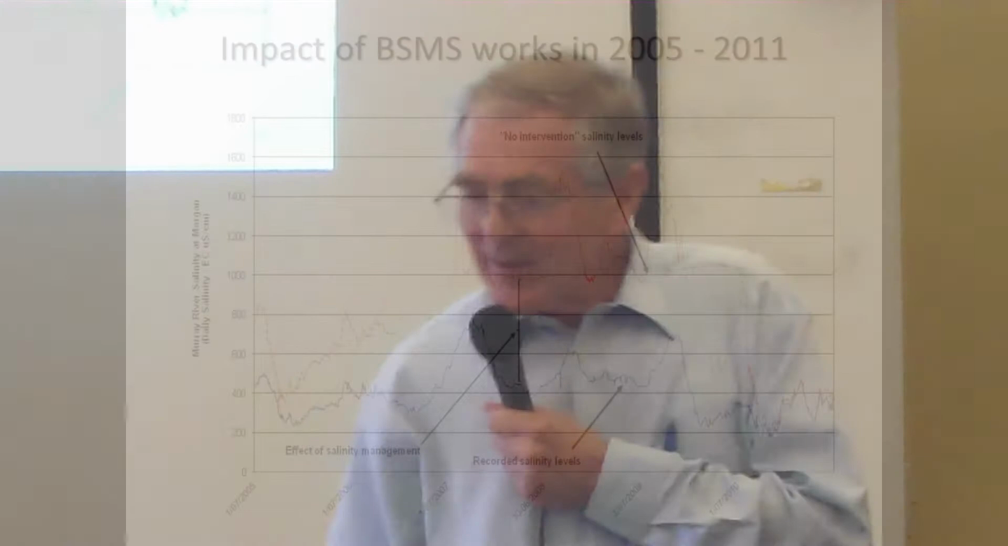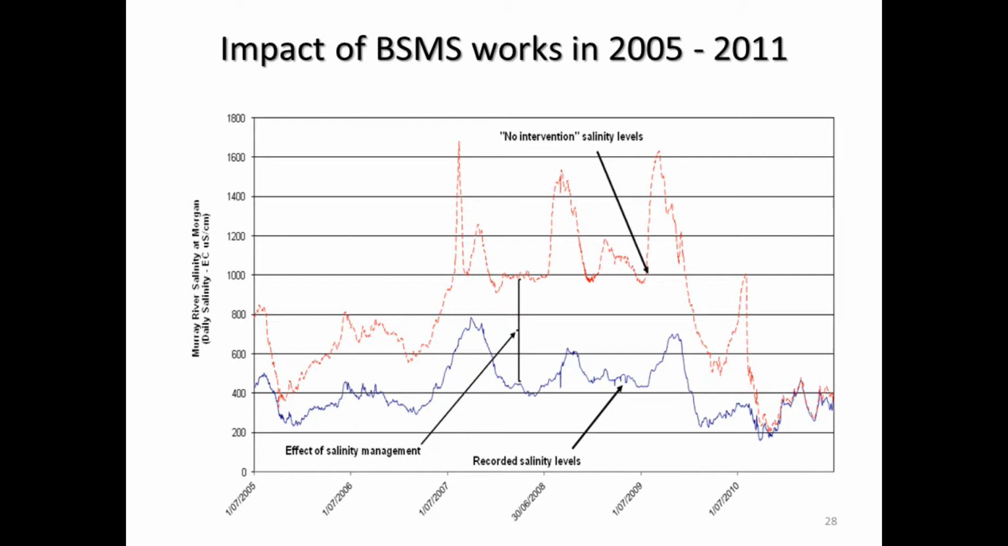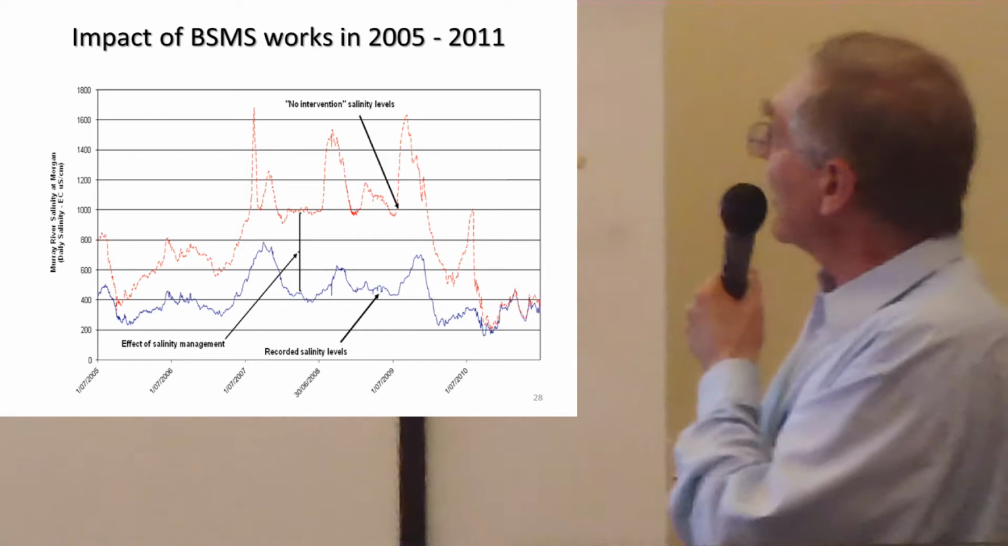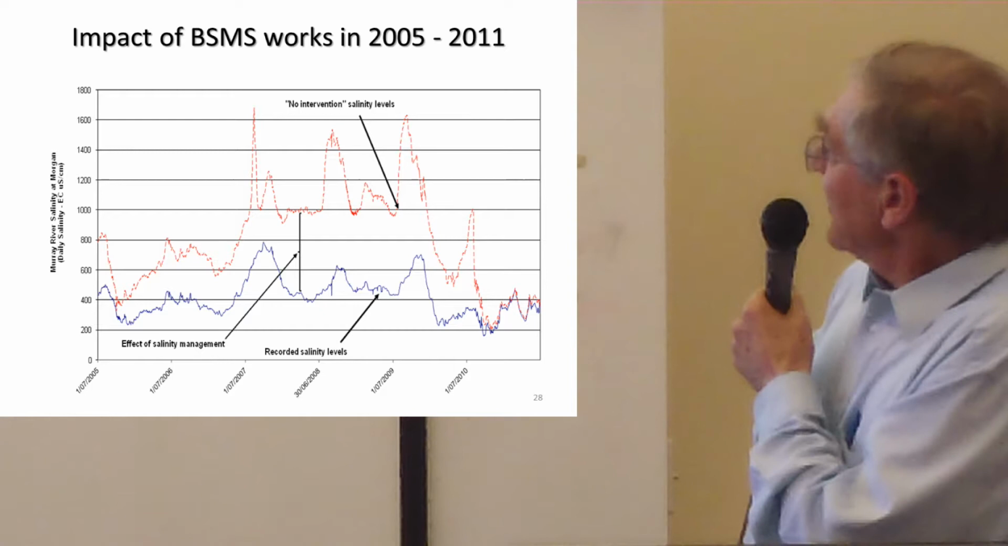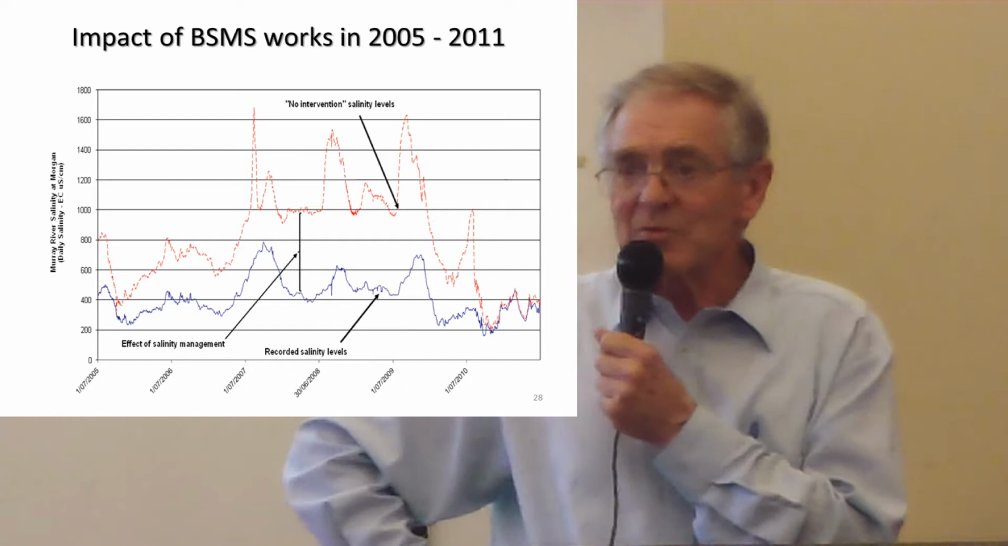Now, this is the story. Here we have the effectiveness. The red line is what salinity would have been without the Basin Salinity Management Strategy. We would be through the roof, with up to 1,600 of these units, twice the allowable level, and many of the crops grown in the Riverland and Sunraysia would have been killed. As it was, it stayed well under 800 EC almost all the time through that drought. The gaps are quite large. Usually the experienced salinity is something like a half, or sometimes a third, of what salinity would have actually been.